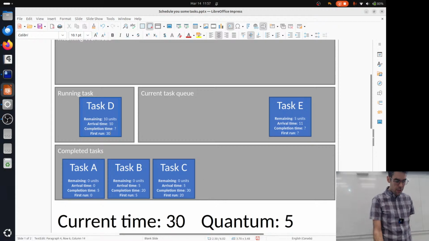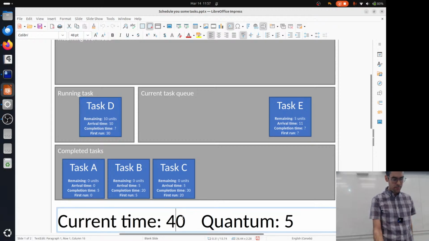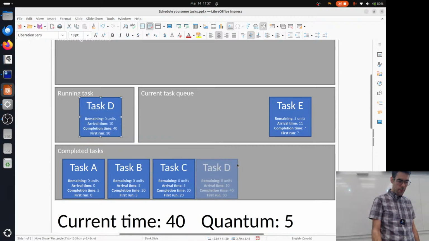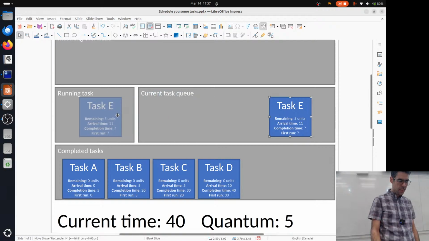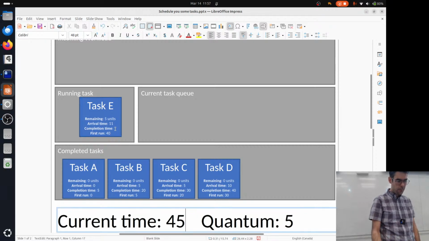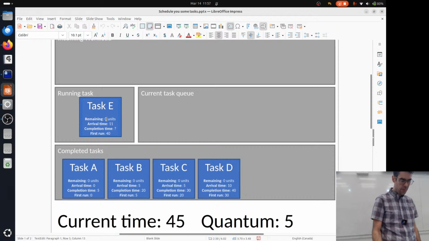So we'll finish this off. I'm going to say now it's time 40. At time 40, task D has 0 units of time left. It finished at time 40. I'll pop this over here, and then in that same instant, task E gets to go. And then we'll say it's time 45. And so now task E is finished. There's 0 units of work left. It finished at time 45, and everybody is done.